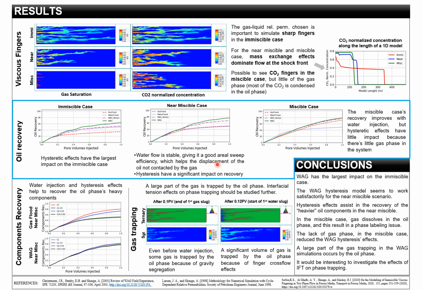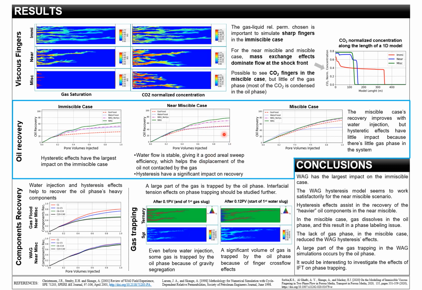And that can be explained because the water flow in our models is stable, and so it gives us a very good areal sweep efficiency, although its linear displacement of the oil is not as good as the gas in the near miscible case. It contacts parts of the system that was left behind by the gas in both these cases. And that happens because the flow of the gas is not stable. It produces fingers, and you also have gravity segregation happening.